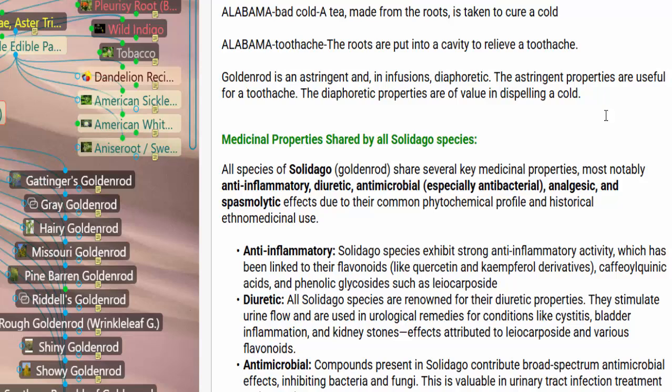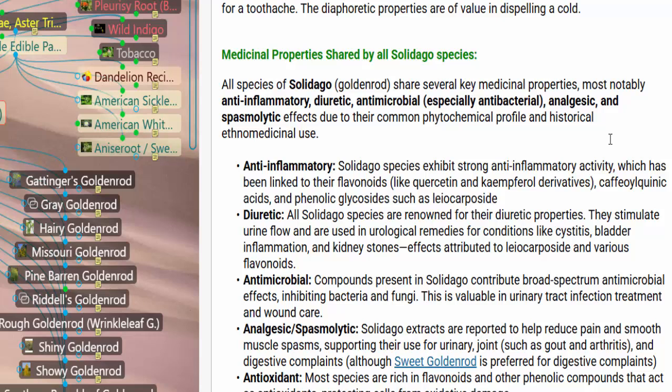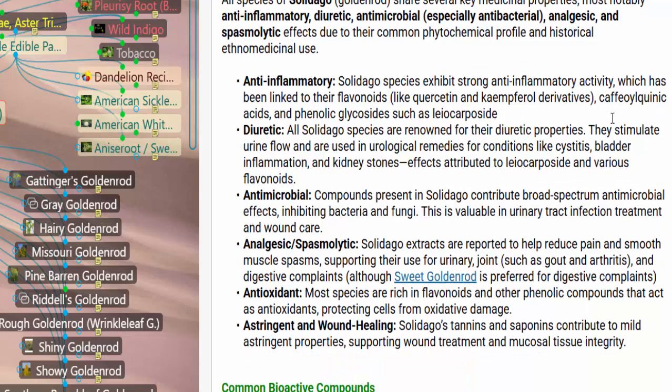Now here we're going to dig into medicinal properties shared by all Solidago species. So they share several key medicinal properties, most notably anti-inflammatory, diuretic, antimicrobial, especially antibacterial, so they're good for wounds, analgesic, that means relieving pain, and spasmolytic. They have a common phytochemical profile and historical ethno-medicinal use. So let's dig into this a little bit.